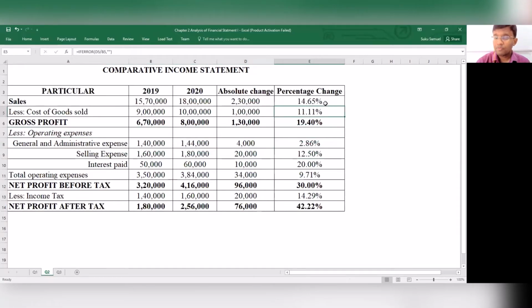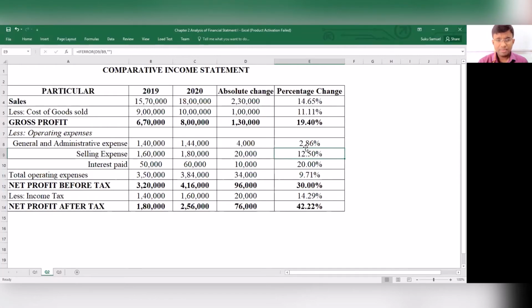Notice over here, your sales has increased by 14.6%. However, your admin and general expenses has increased only by 2.86%. Now, it is not a proportional change. You have increased your sales. However, the increase in your support systems, you did not have to account for. So this talks about efficiency. You were able to achieve 15% sales growth by fine-tuning your support systems only by 2%. This is a measure of efficiency.